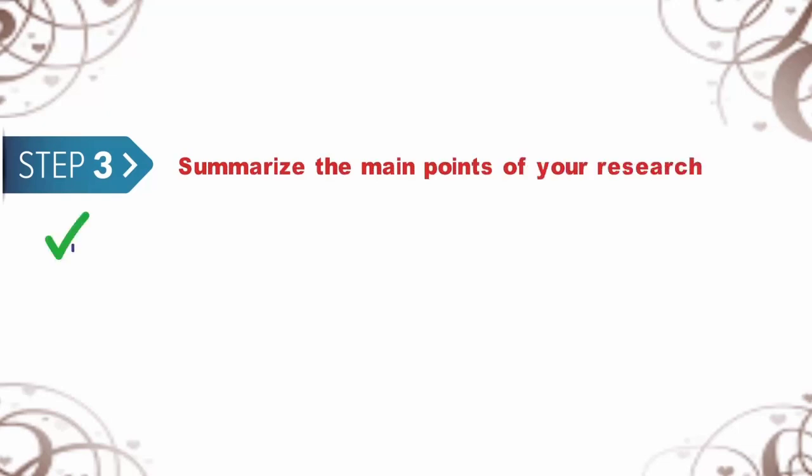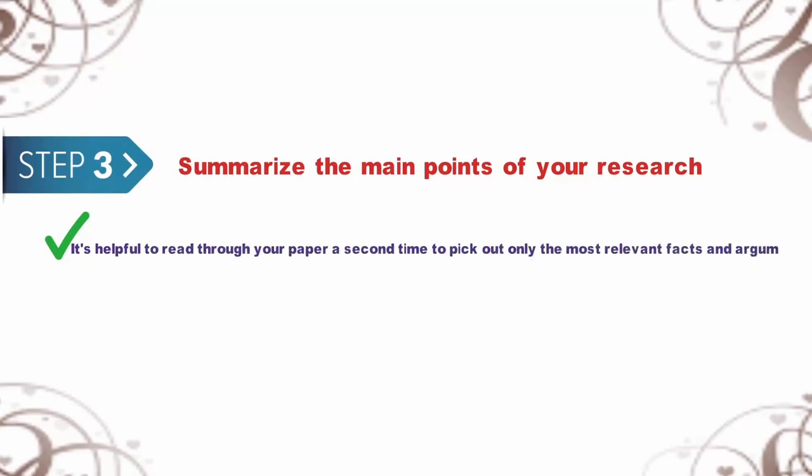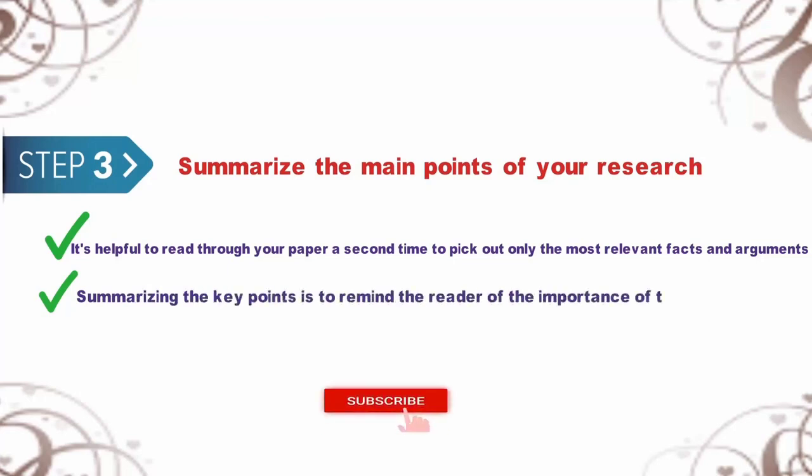Step 3. Summarize the main points of your research. Next, you can sum up the main points of your research paper. It's helpful to read through your paper a second time to pick out only the most relevant facts and arguments. You shouldn't need to include any more information than the main arguments or facts that you presented in your paper. The purpose of summarizing the key points is to remind the reader of the importance of the research topic.